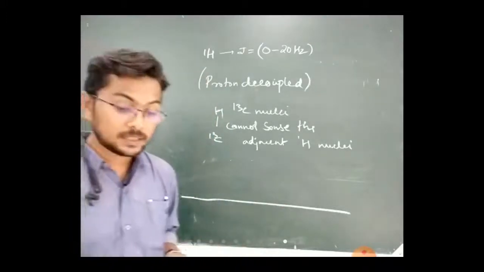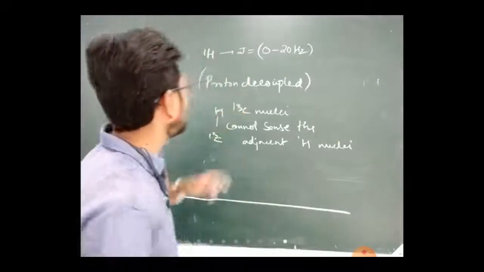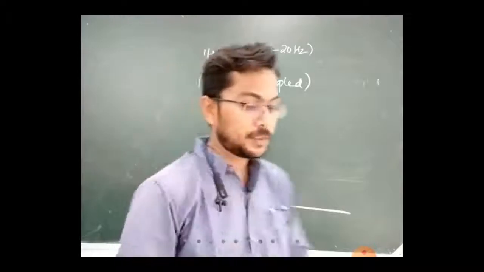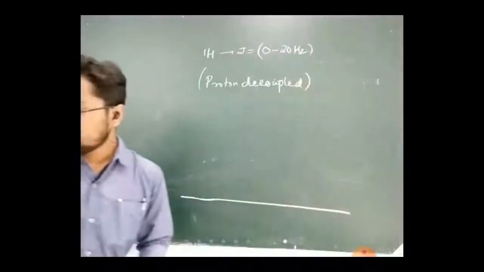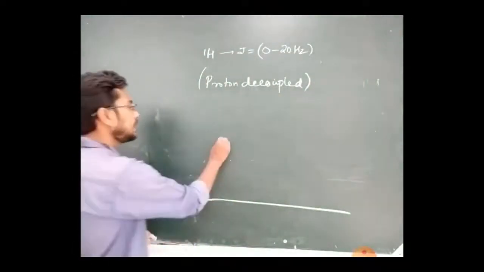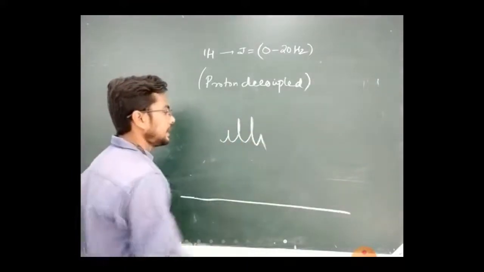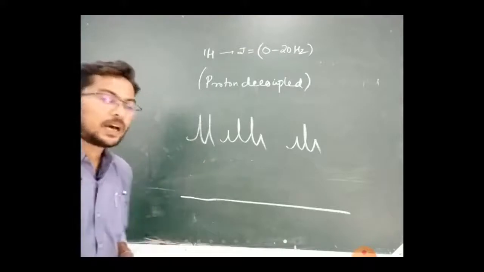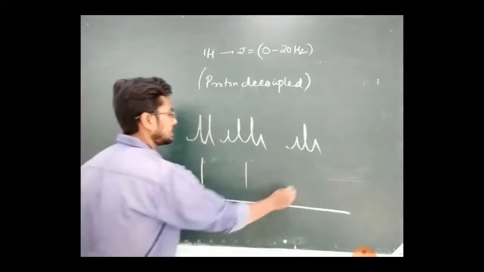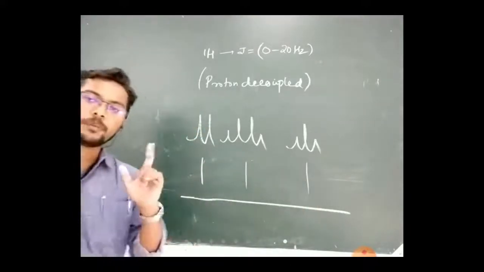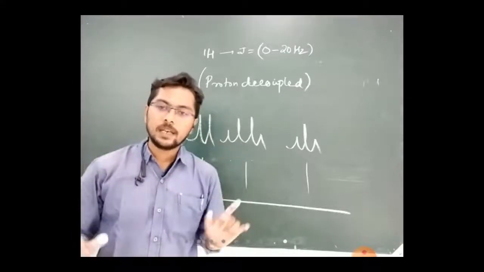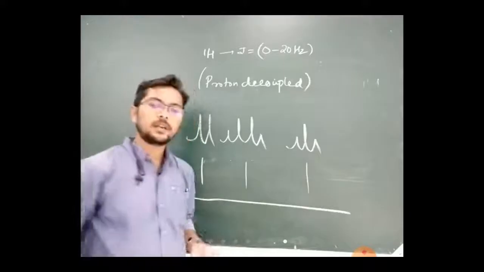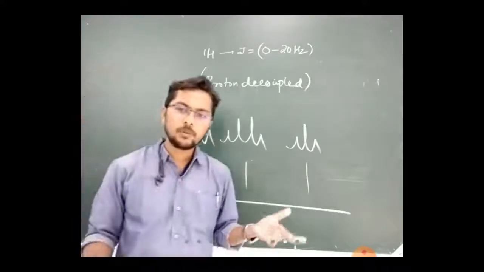Now what is that thing that happens in proton decoupled NMR spectra? If proton is decoupled, then your earlier peaks which were coming as quartet or triplet or doublet will now only come as singlets. One peak will be there. There will be no splitting from the adjacent hydrogen atoms, which would split this peak into multiplets. So there will be only one peak.